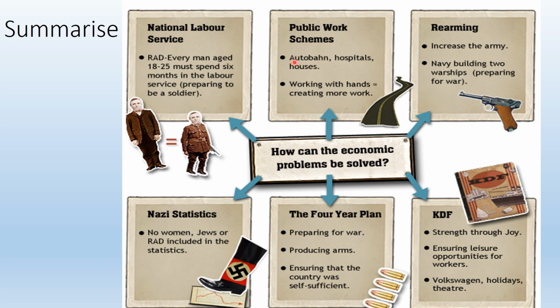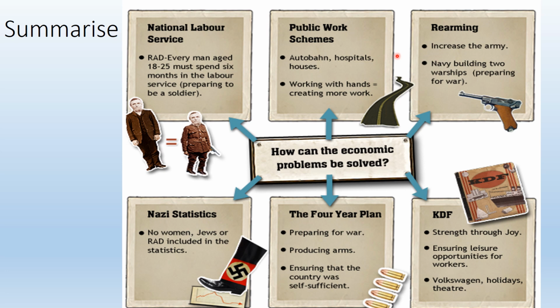Our public works schemes, we had the Autobahns, which were motorways, hospitals, and houses, all things that would be needed by the Germans after the war. And working with hands was really important because you couldn't give out work that was incredibly skilled. So you couldn't ask a regular person to design a school, but you could ask a regular person to help dig the foundations for a school.